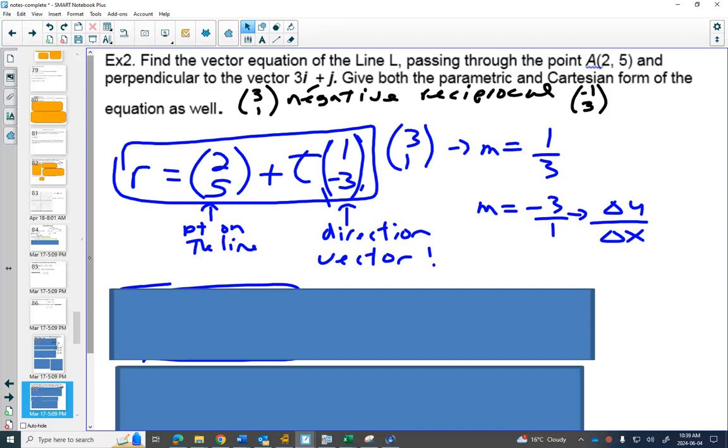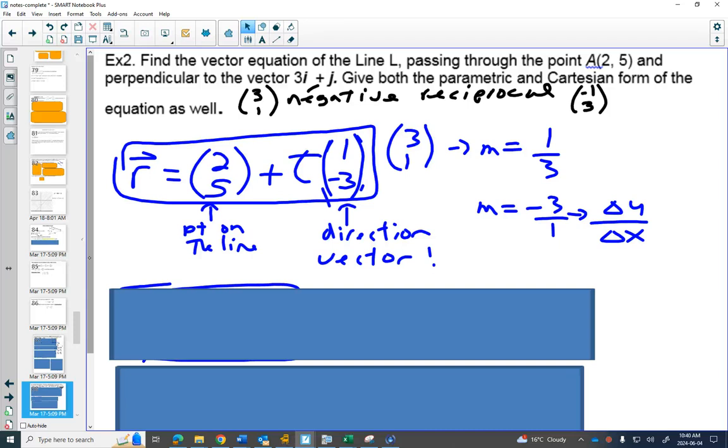You take your random point on the line. Remember your arrow over your vector. And there we have our vector equation of line. Just nice and simple, no fractions, just points, just vectors.